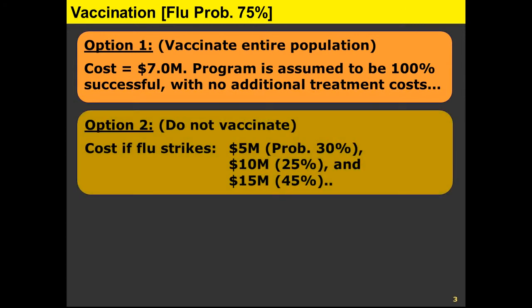The second option is not to vaccinate, but the associated costs in terms of loss of productivity if the flu strikes is $5 million with a 30% probability, $10 million with a 25% probability, and there's a 45% probability the loss would be as high as $15 million.